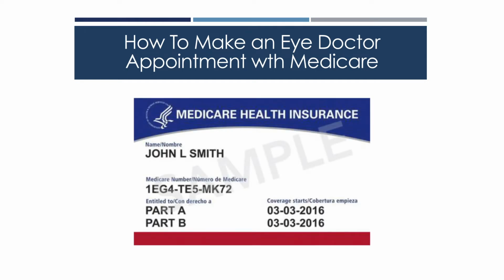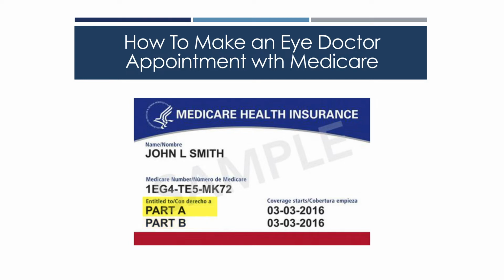On the red, white, and blue card, I want you to reference the lower left-hand corner on the front of the card. It will say entitled, and then it will list the parts of Medicare you are enrolled in. When you first enroll in Medicare, you will be enrolled in what we consider original Medicare.